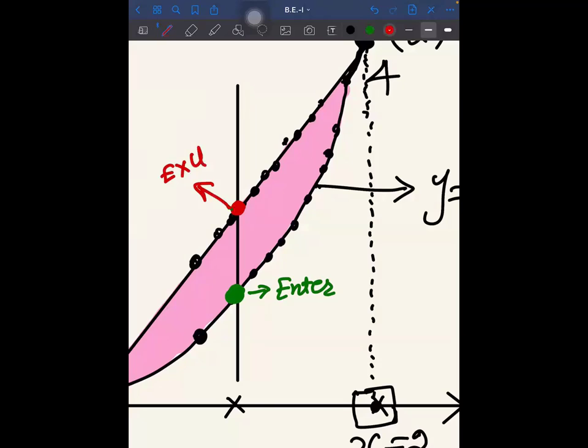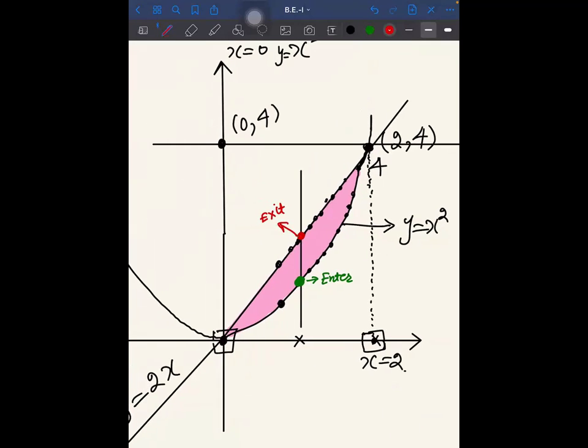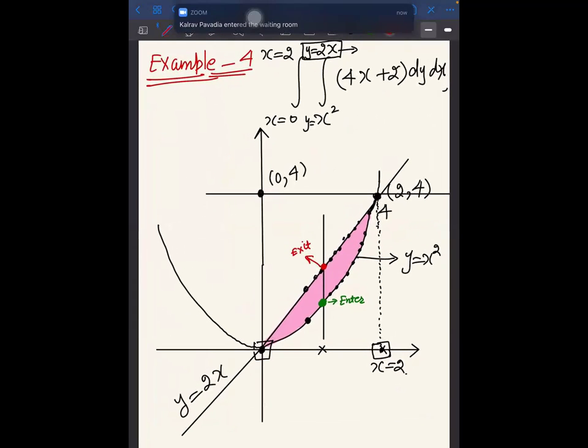Exit. So of course your y is varying, right? So this picture tells us the whole story. Yes, that means this is your y limits, and this is your x limits. So everything is fine. Now we want to change it.